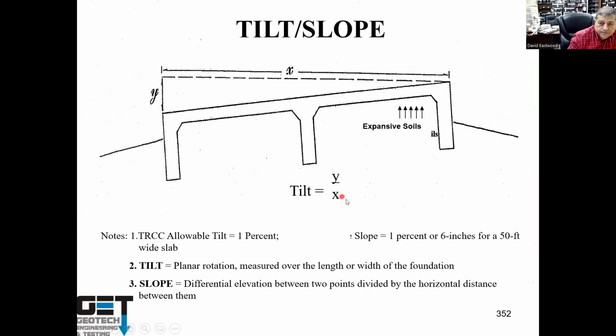Here are some concepts. Tilt. Tilt is y over x, which is basically deflection over the horizontal distance between the 2 points where it occurs. There's an allowable tilt of 1% by ASCE. Then there's another concept called slope, where you can take any 2 points. It's the differential elevation between 2 points divided by the horizontal distance between them. But your tilt is about 1%. Slope of 1%.